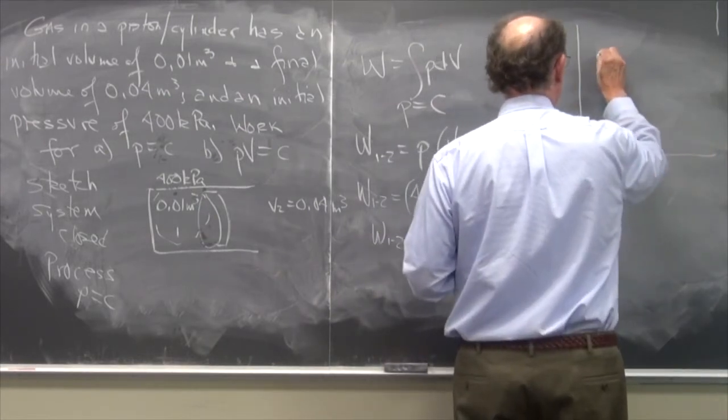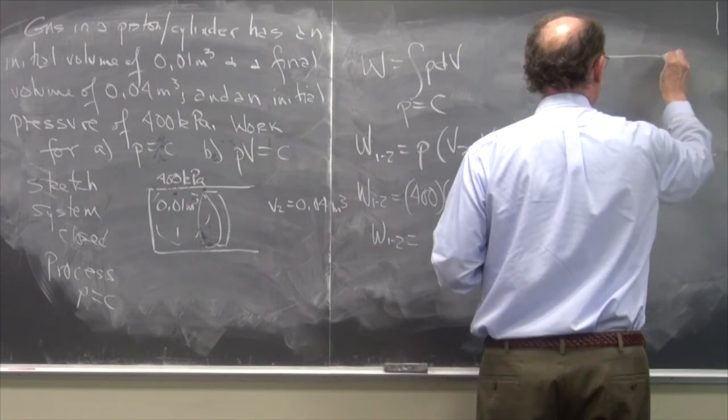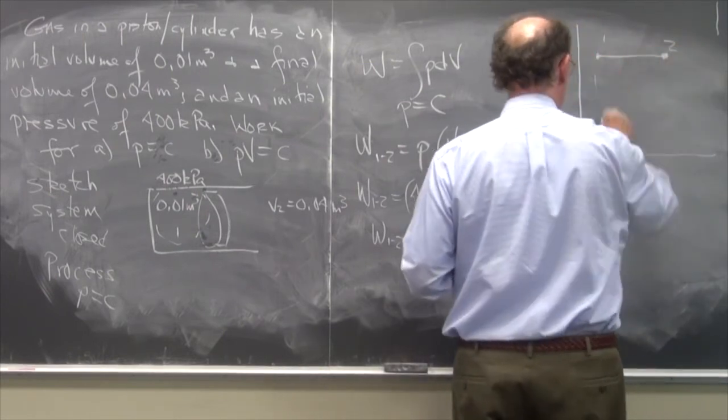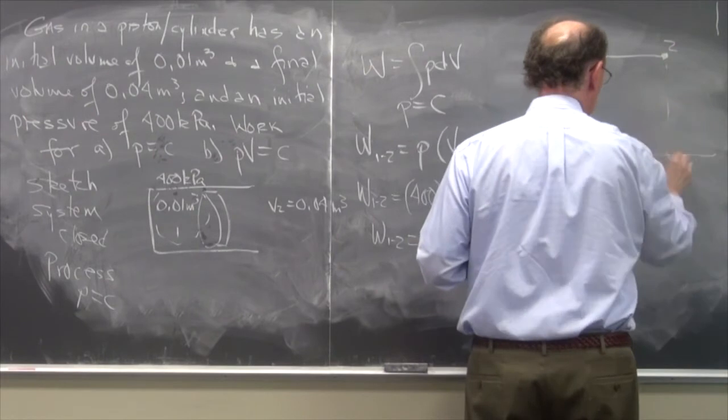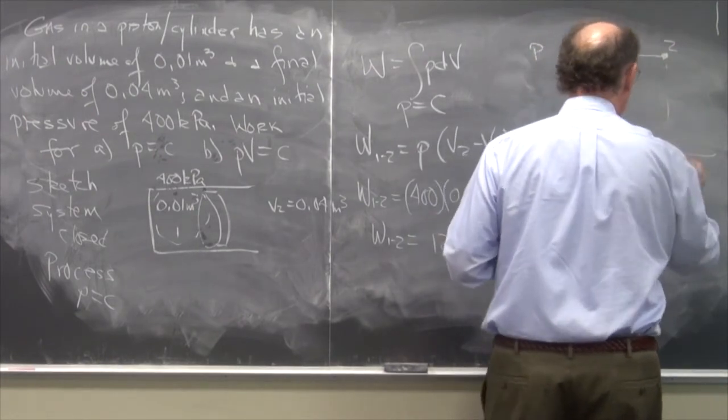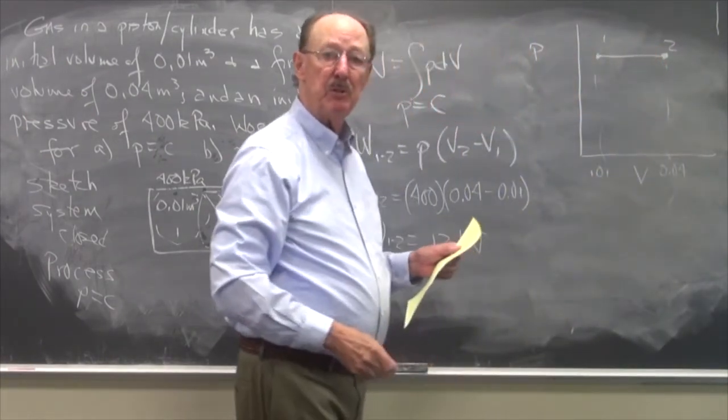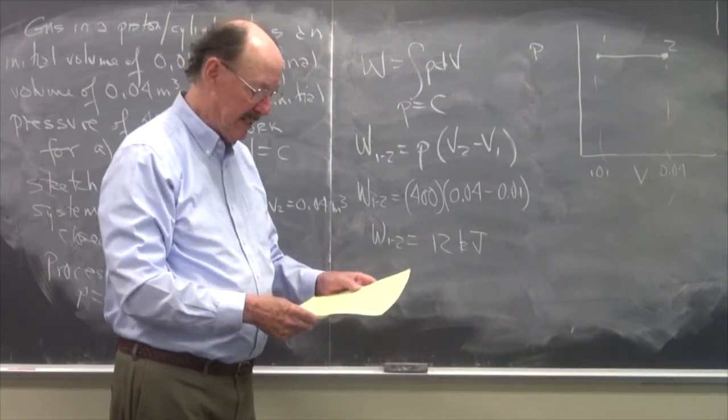And if I were to draw a PV diagram for this, we're going from 1 to 2, and so the area under the curve is 12 kilojoules, and we see what that is.